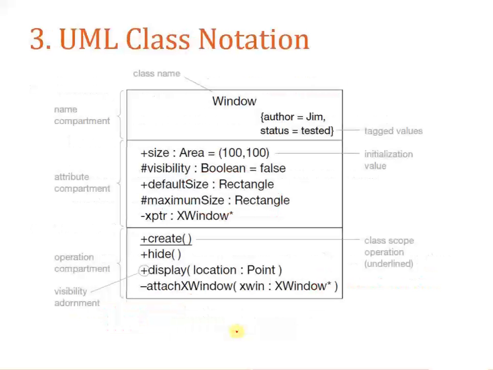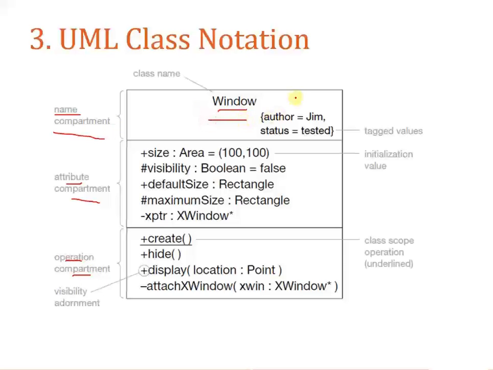The next part of the presentation goes with UML class notation. Actually, a class is represented by the rectangle icon, but with three compartments inside it. First one is called the name compartment, second is the attribute compartment, and third one is the operation compartment. So in the name compartment, we go with the name of the class.